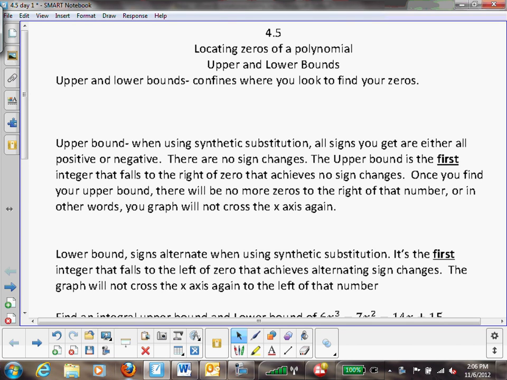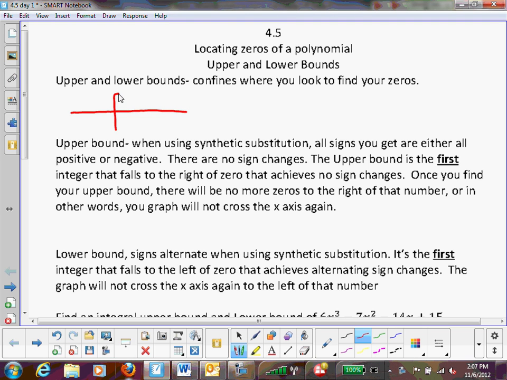We're going to talk about upper and lower bounds. Upper and lower bounds on a graph are the integers that are the first integer to the right or to the left of your last zero. In other words, the graph will never cross the x-axis after those values.